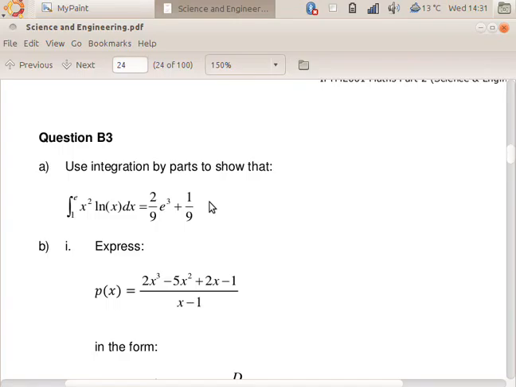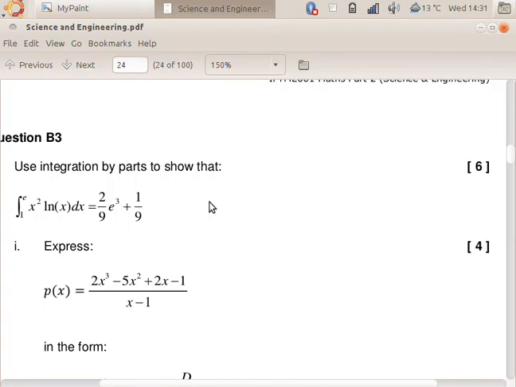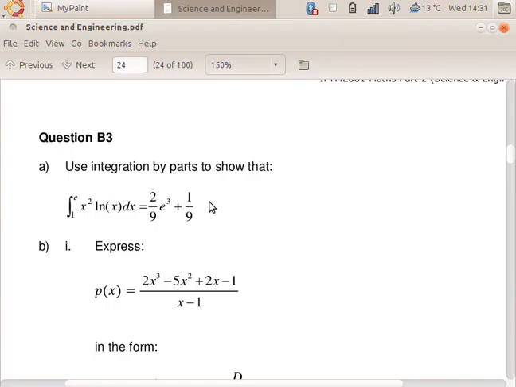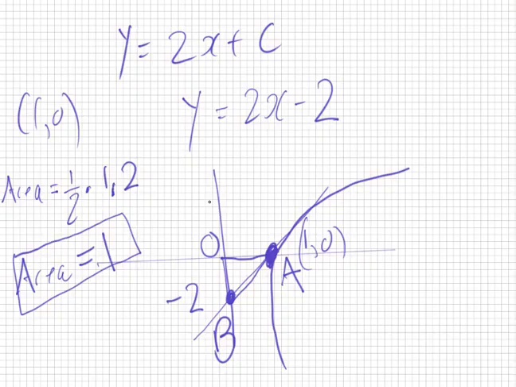Yeah, show is actually good because then you know if you've gotten your 6 marks for it. Yes, I can do it now. So, okay.